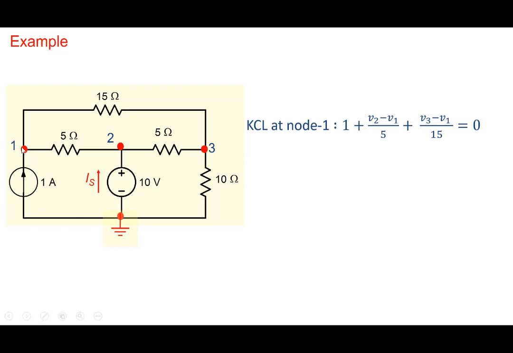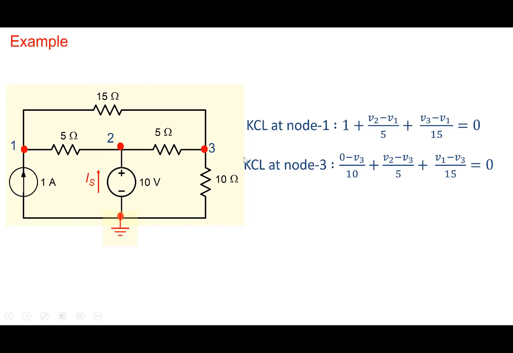And so we write KCL at node 1. We find all the currents entering node 1 and sum them up to be equal to 0. So there's 1 ampere entering from here. Then there is (V2 minus V1) by 5 entering from the left here. And then from the top, there's a current (V3 minus V1) by 15, equal to 0 here. So that's KCL at node 1.